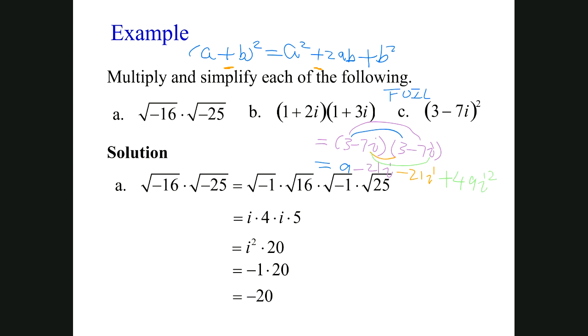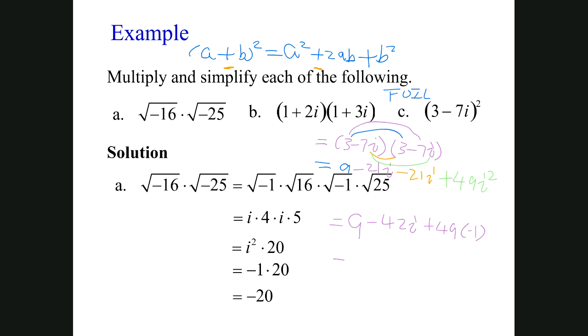So now we combine the like terms. What are the like terms? Well, these two and these two are the like terms. These two are the same, so we're going to combine them together. It will be minus 42i. These both are negative, so you add the numbers together and keep the negative. And then plus 49i squared, you have to simplify, is -1.